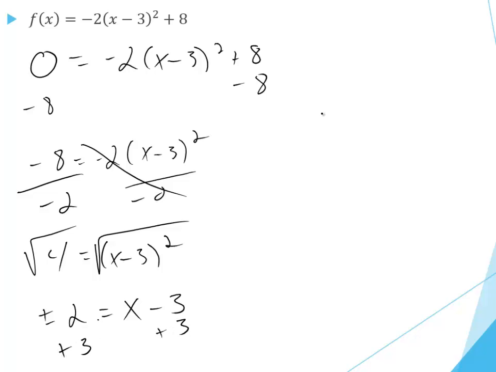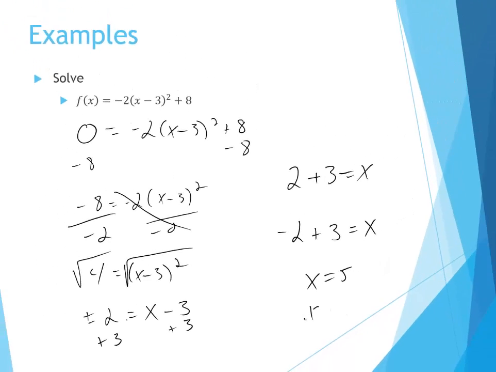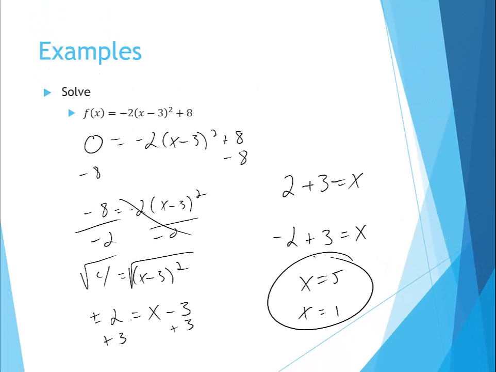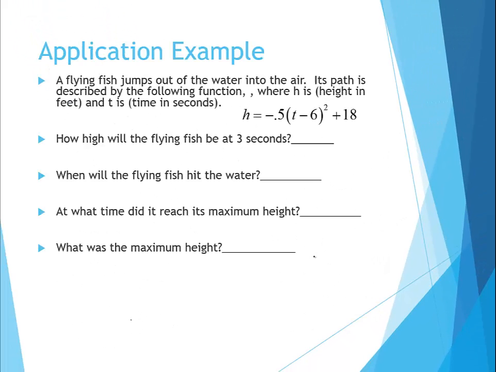So we'll have two answers. Positive 2 plus 3 equals x, and negative 2 plus 3 equals x. So 2 plus 3 is 5, so x equals 5. And then negative 2 plus 3 equals 1, so x equals 1. There's these two solutions.